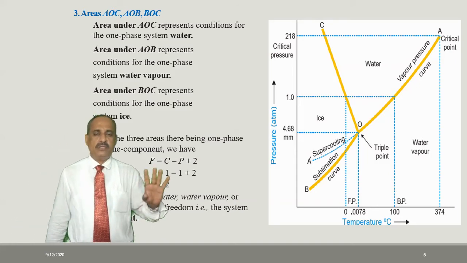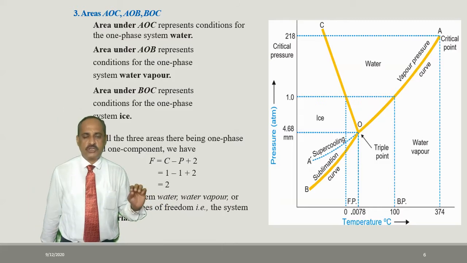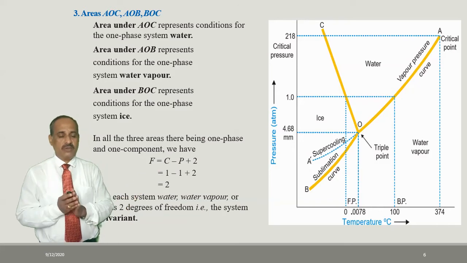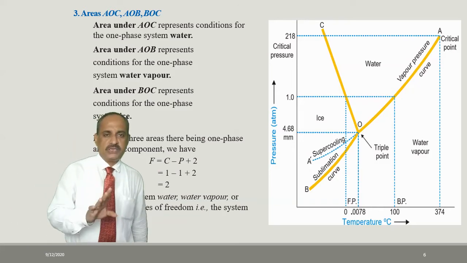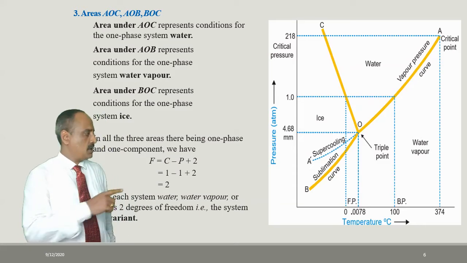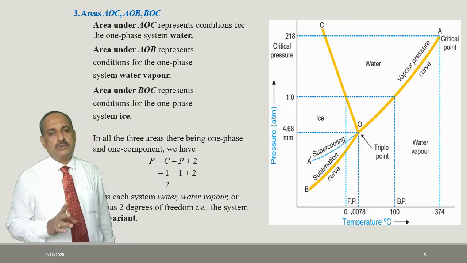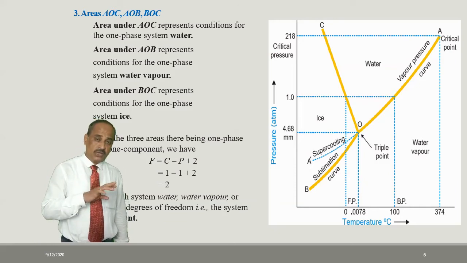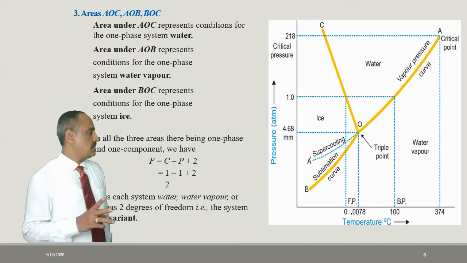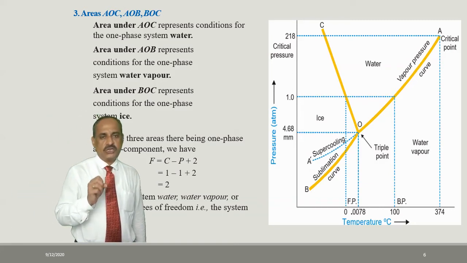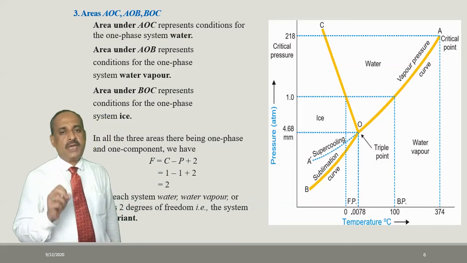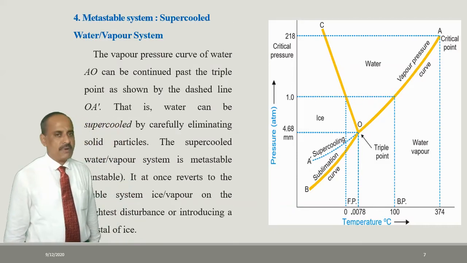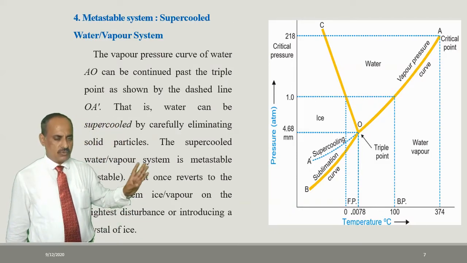If I want to apply the phase rule equation, F is equal to C minus P plus 2, then the value of F comes out to be 2. So, what is the meaning of 2? F is equal to 2 means if I want to explain the water system in its areas, I require 2 degrees of freedom, means I must know pressure as well as temperature. The system requires 2 degrees of freedom, and it is a bivariant system.